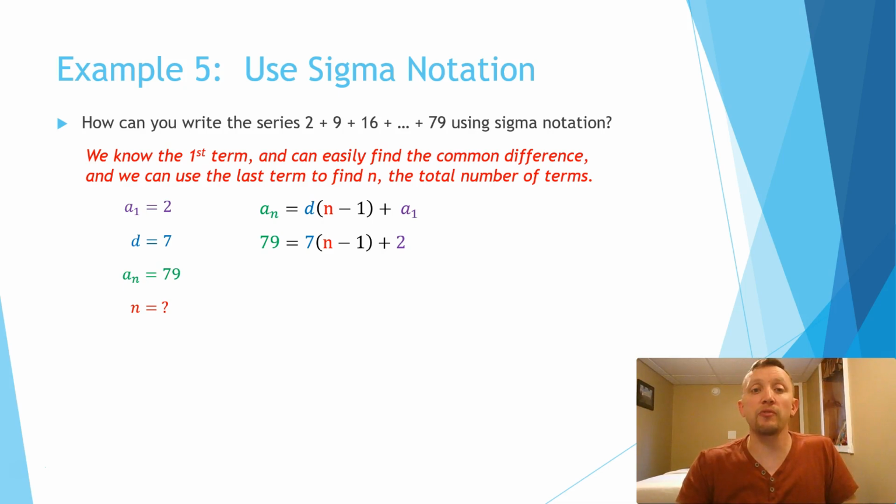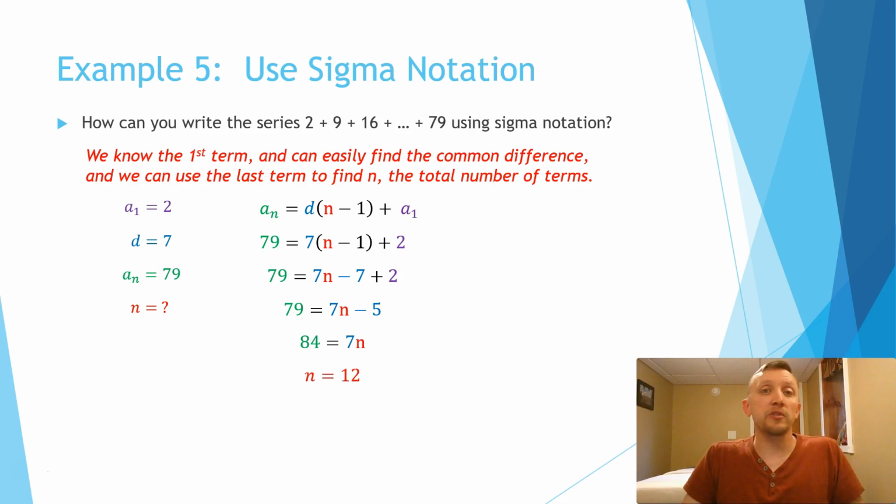I'm going to distribute the 7 through, so I'd have 7n minus 7, and then I would combine like terms. Negative 7 plus 2 would be negative 5. Now I'd add 5 to both sides, and I get 84. Divide by 7, we get 12. So that tells me there's 12 terms in that series. Well, remember, that's not what they're asking for.